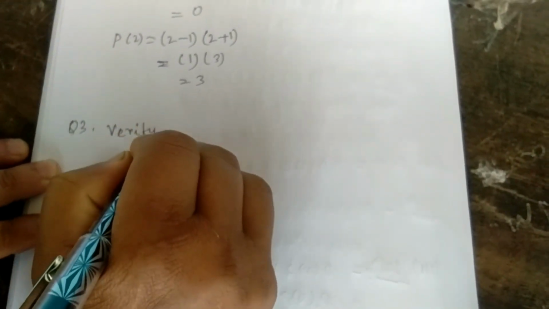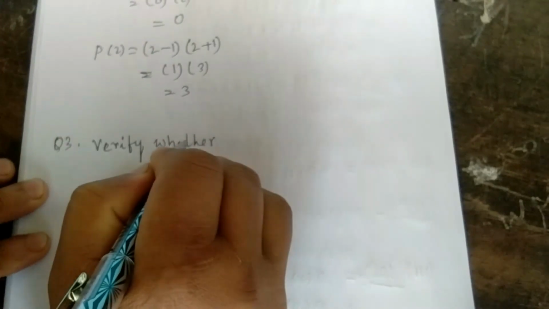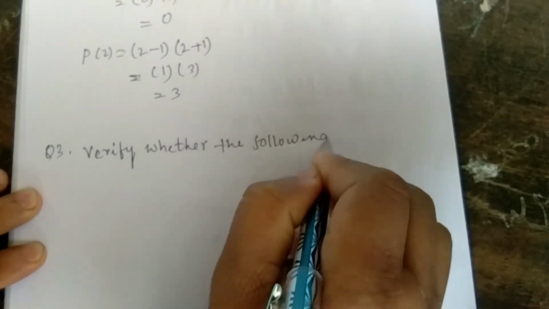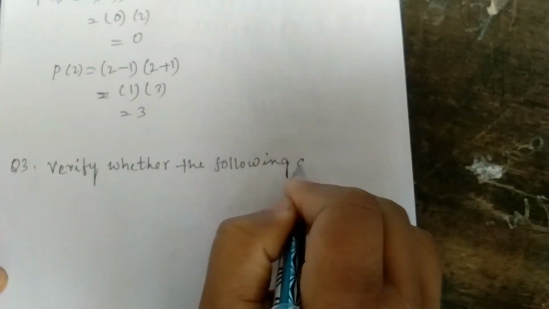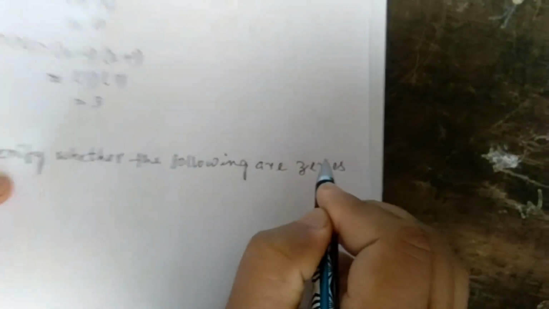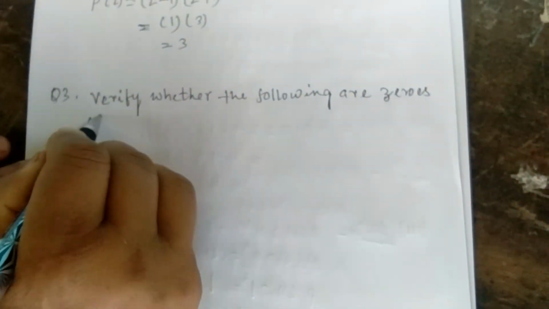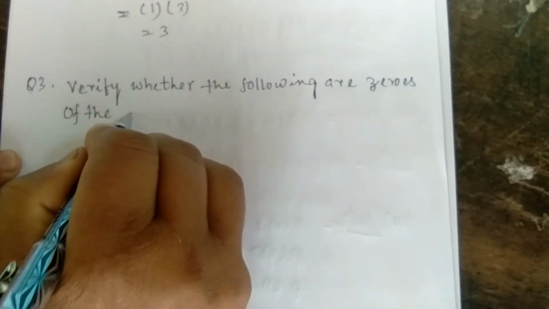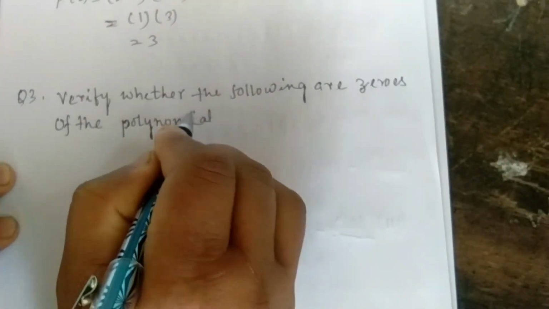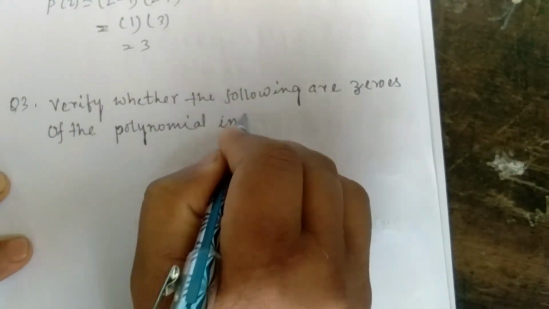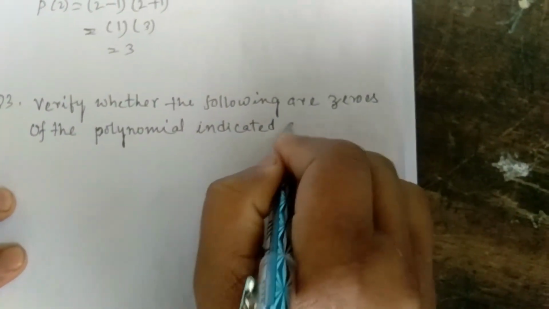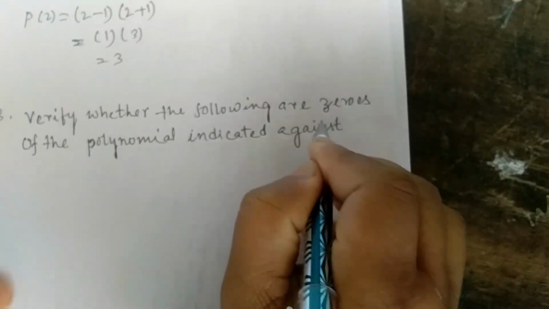Verify whether the following are zeros of the polynomial indicated against them.